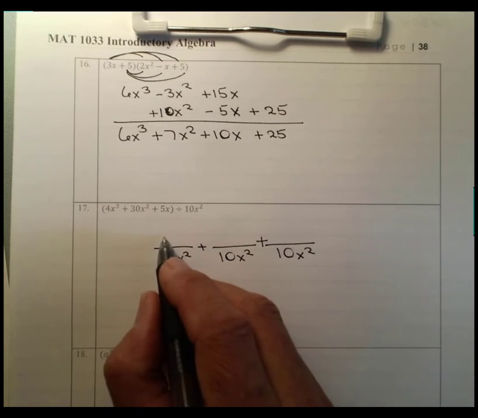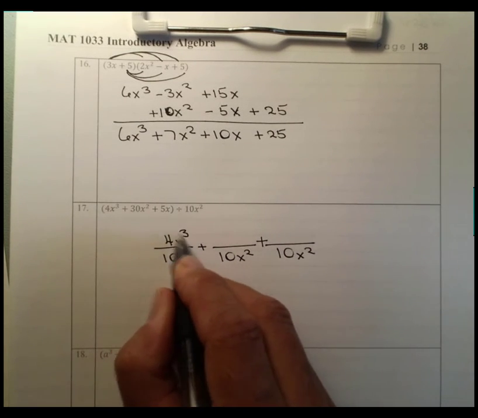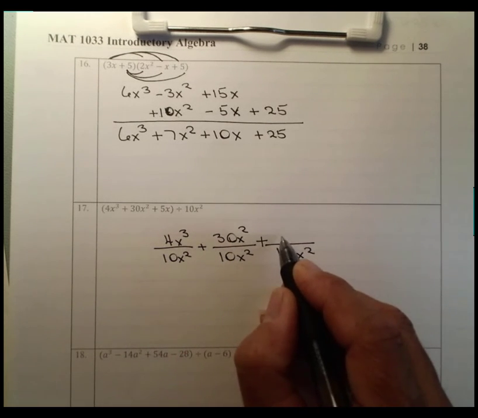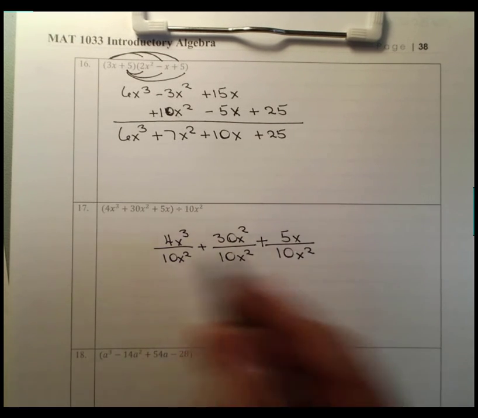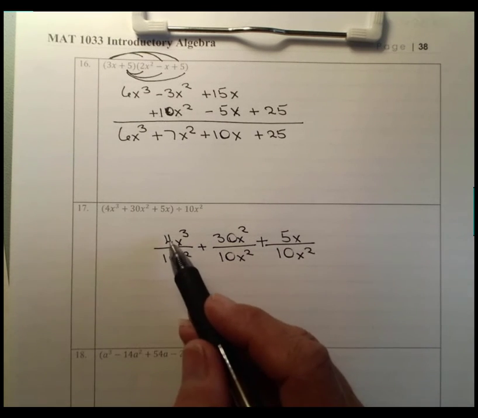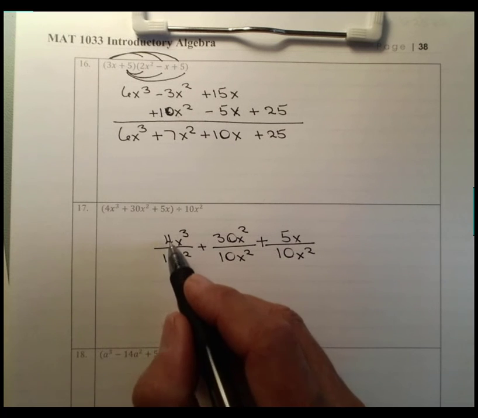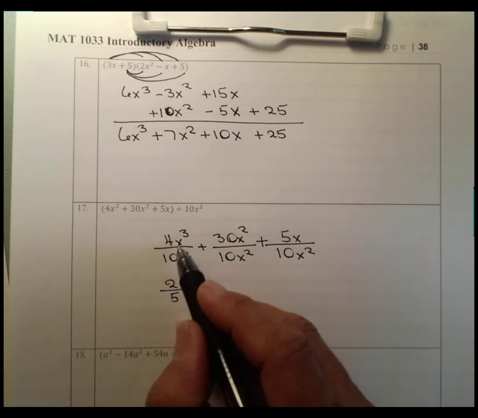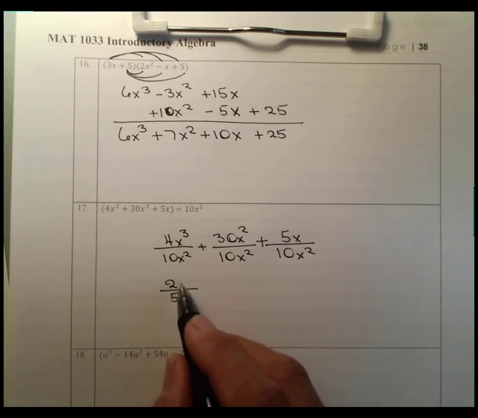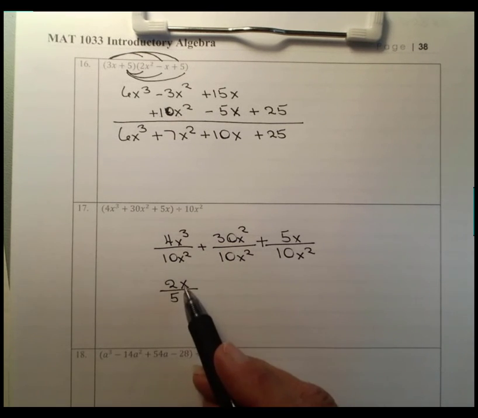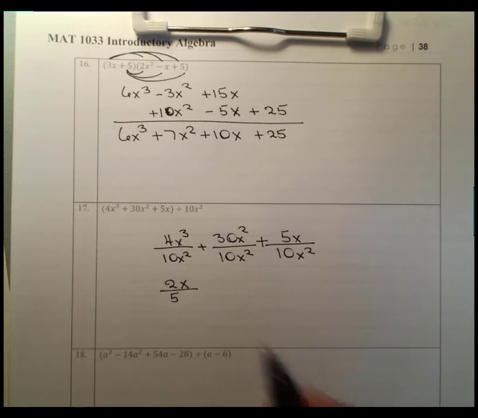Now, the first term goes over this one, 4x cubed. The second one over the second one, 30x squared. And the third one, 5x, goes over my third one. Now, all I have to do is one at a time just reduce them. 4 over 10, well, I can divide both of those by 2, can't I? 4 divided by 2 gives me a 2. And 10 divided by 2 gives me a 5. That's lowest terms. And then I say x cubed, x squared, I subtract them. I have x to the power of 1. Where is the bigger denominator? In the numerator, so that's where my answer goes.